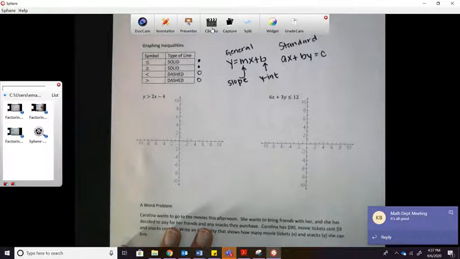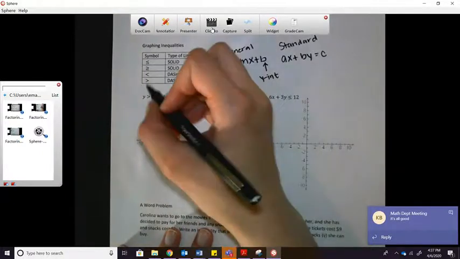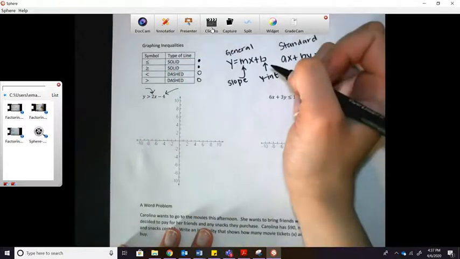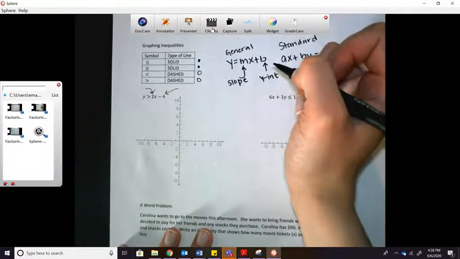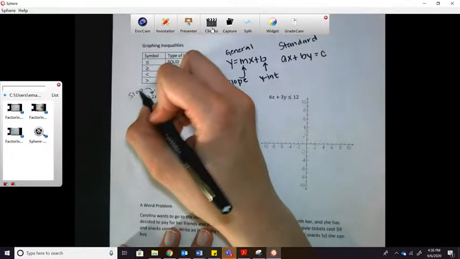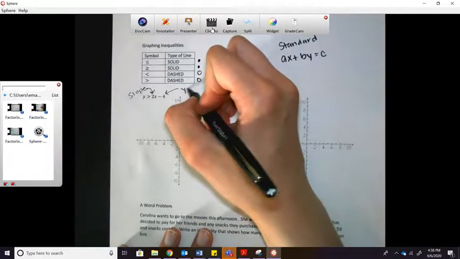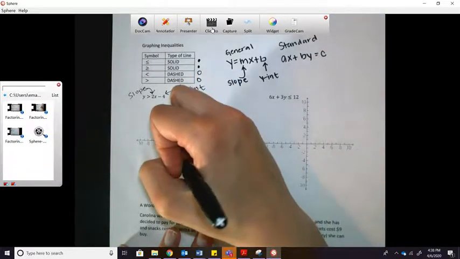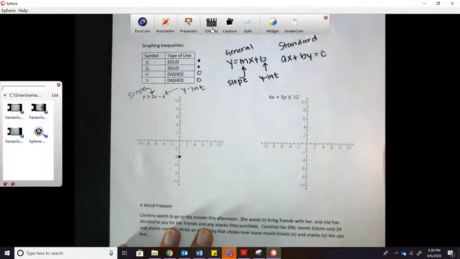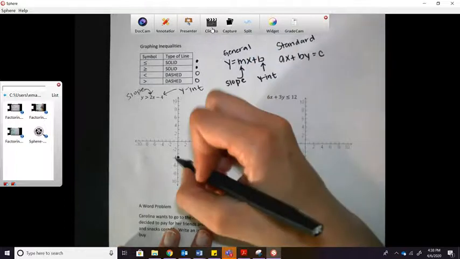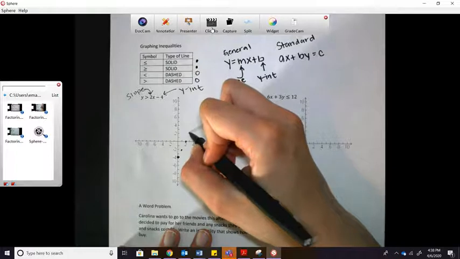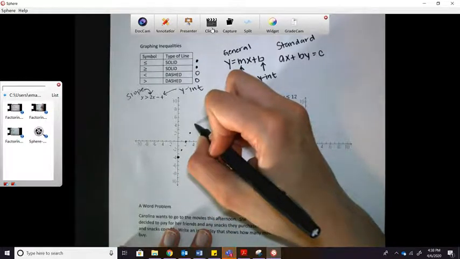So we're going to jump right into it. We're going to label our slope and our y-intercept. I want you to think about which one's which. 2 is going to be our slope because it's in front of x, and -4 is going to be our y-intercept. So just like we used to do, we're going to start at -4. We're going to put a dot, and we're going to use our slope to continue. We're going to go up 2 over 1. Up 2 over 1.